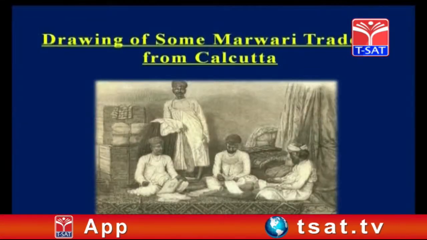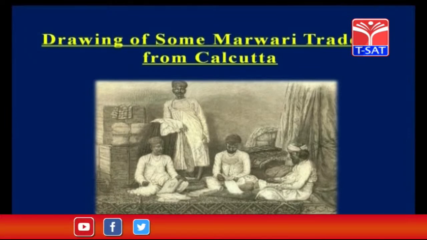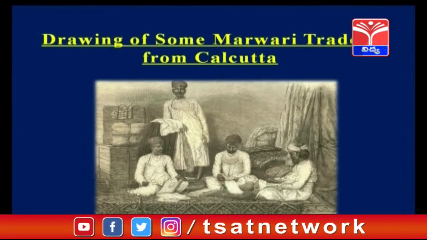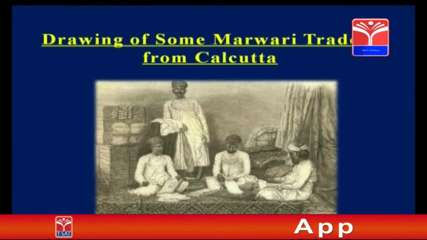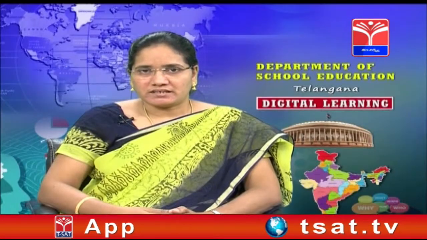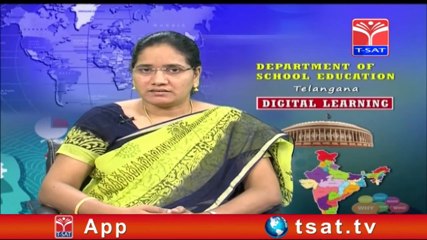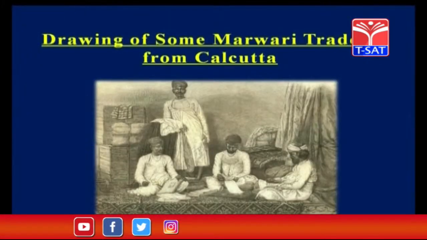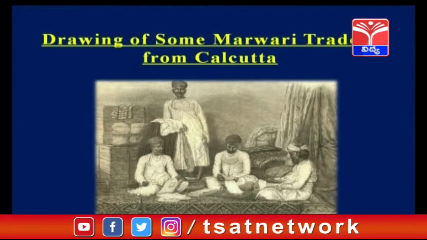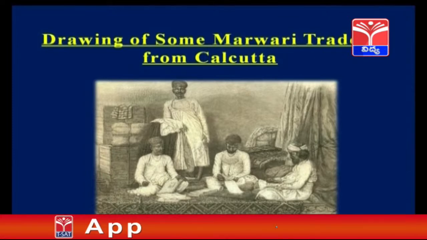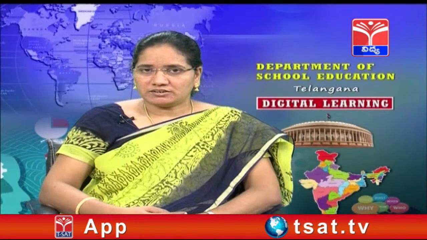Children, here is a picture. It is there in your textbooks also. These are the Marwari traders from Calcutta. Traders means business people. See, these Marwari traders came from Calcutta to Bombay. Why? Because during that time the Mughal Empire's authority was declining and British power was increasing. So these traders migrated to other cities, particularly to Bombay.